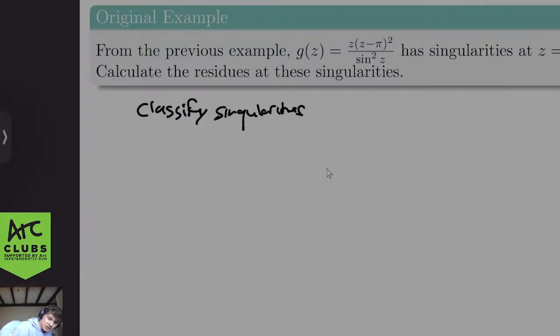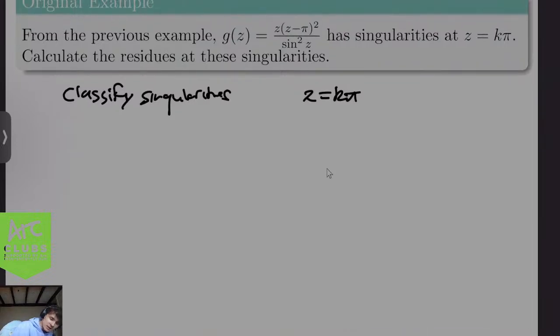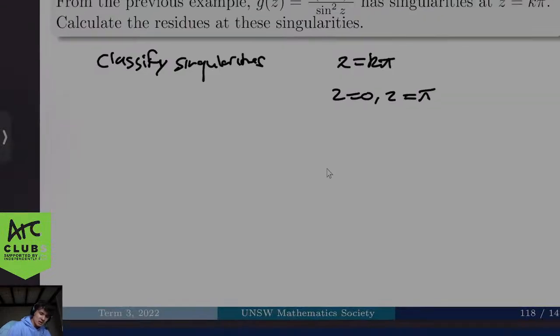The first thing to note is that all of the singularities are at k pi, but notice that we don't just have a sine term. We also have terms on the top, which means z = 0 and z = pi are special, different from all the other points because they also appear on the top. So we'll first classify z = 0 and z = pi, and we'll do z = pi first.